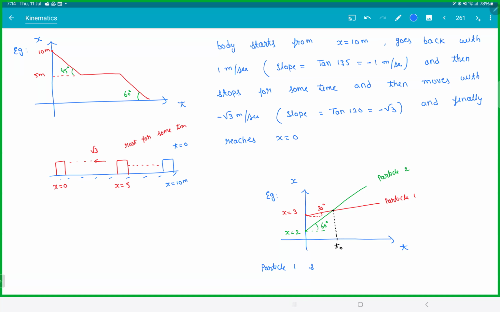So particle 1 starts from x is equal to 3 with 1 by √3 meters per second. Particle 2 starts from x is equal to 2 with √3 meters per second, and they meet at t0.